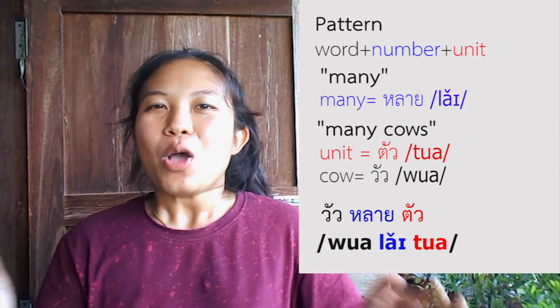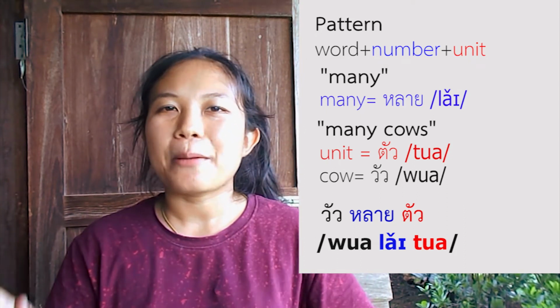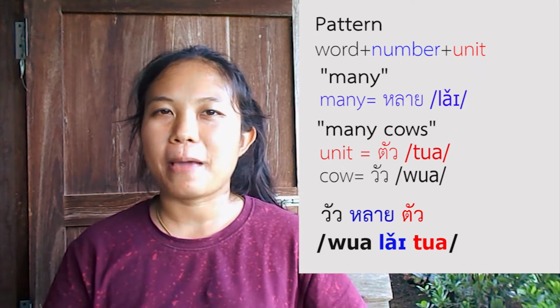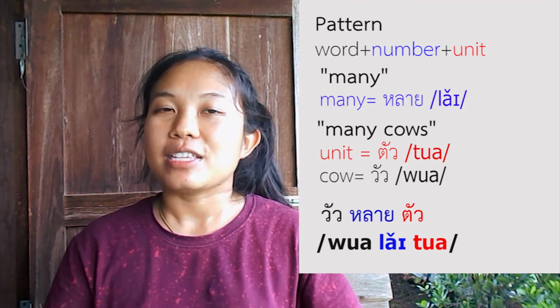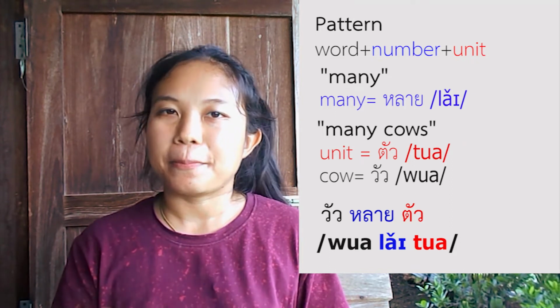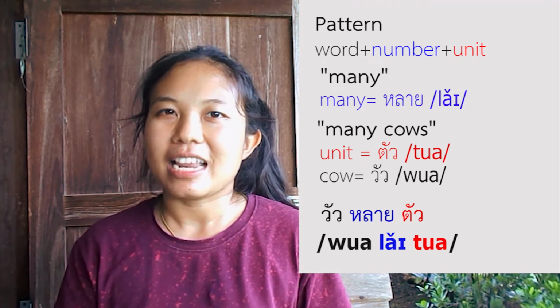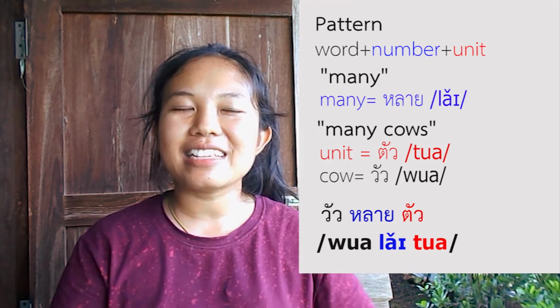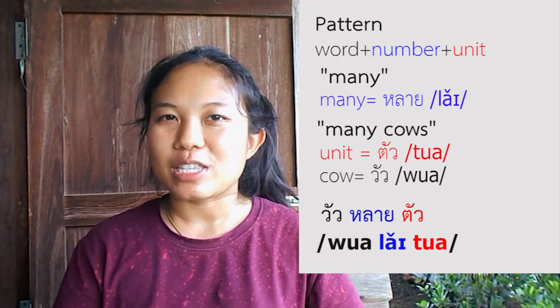Can you see? When you don't want to specify the number of the things, the animals, or the people that you are talking about, you can use the word หลาย in the second position or the number position. In that position, you can say that you have many things, you have many people.